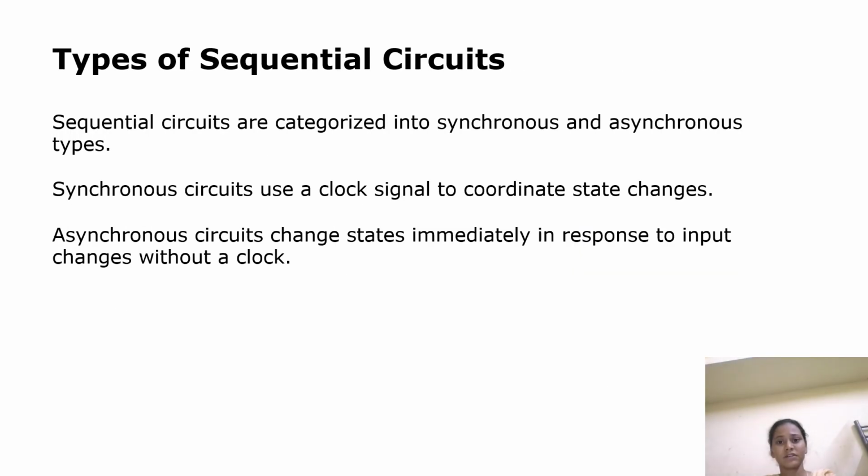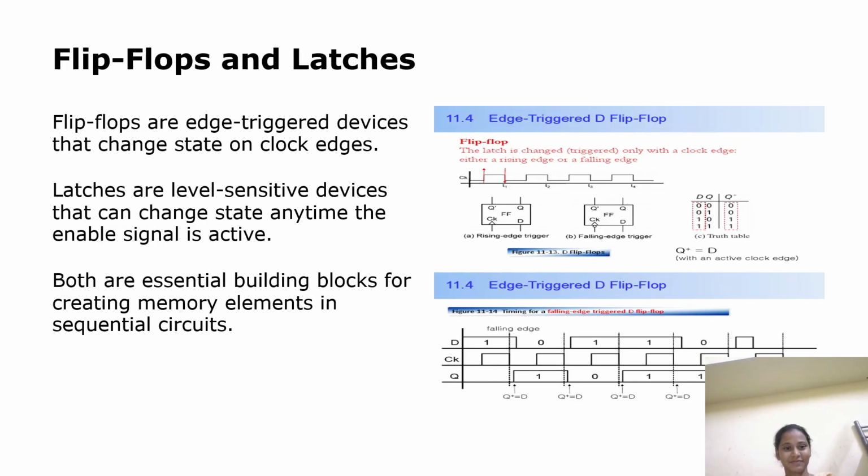Types of sequential circuits. Circuits are categorized into synchronous and asynchronous types. Synchronous circuits use a clock signal to coordinate state changes. Asynchronous circuits change states immediately in response to input changes without a clock.